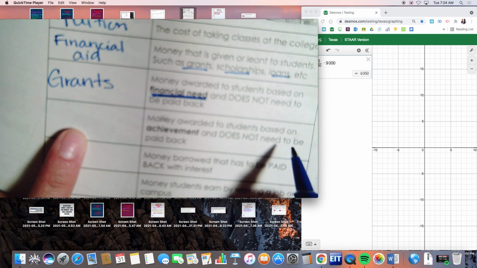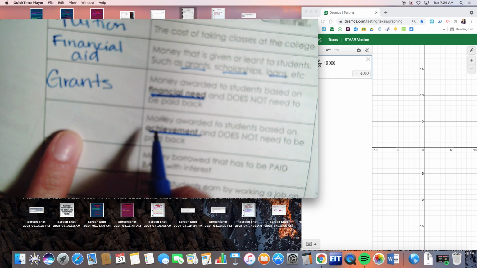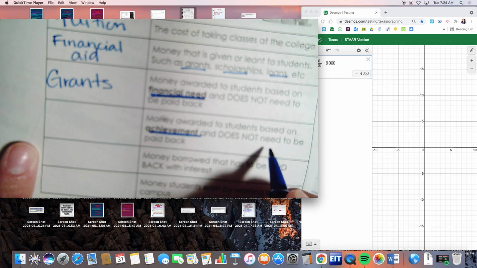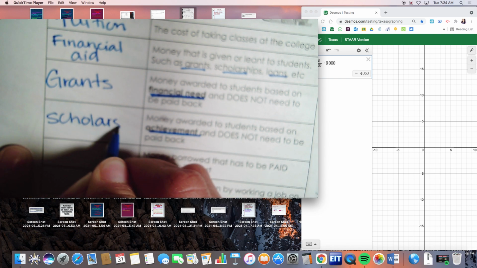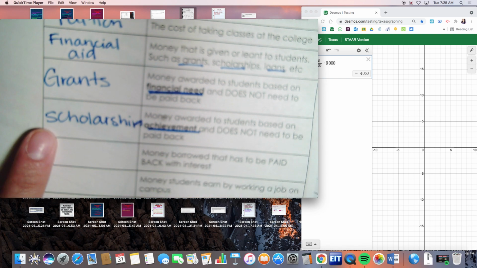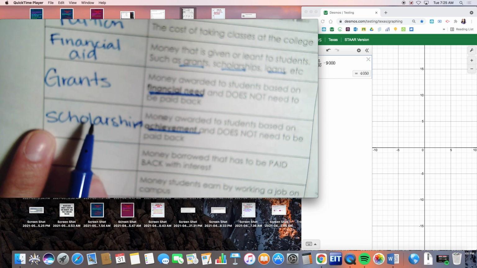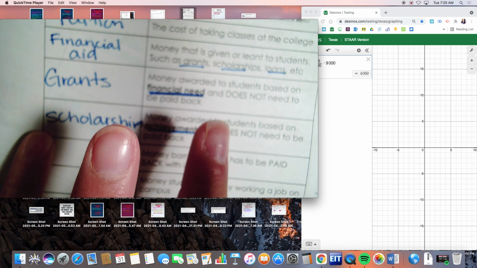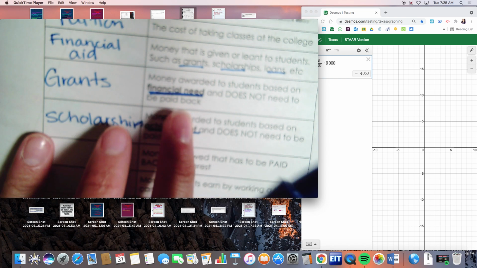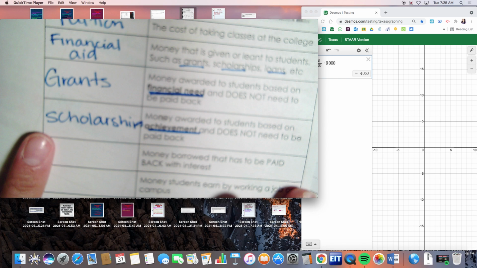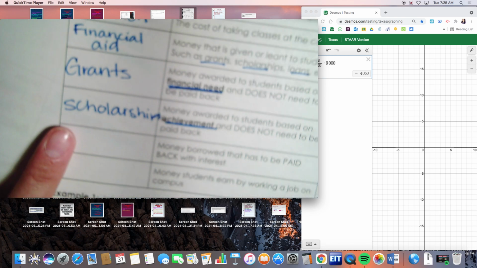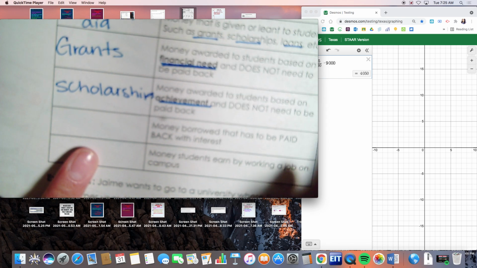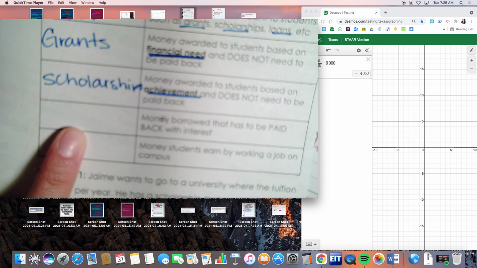Then you have money awarded to students based off of achievement, and these also do not have to be paid back. This is called scholarship. Now, scholarships you can get off of many different things. You can get scholarships because you have good grades. You can get scholarships because you are really good at sports, good at band. Any type of extracurricular activity can give you a scholarship. You just need to apply. And again, that's free money, and you don't have to pay it back.